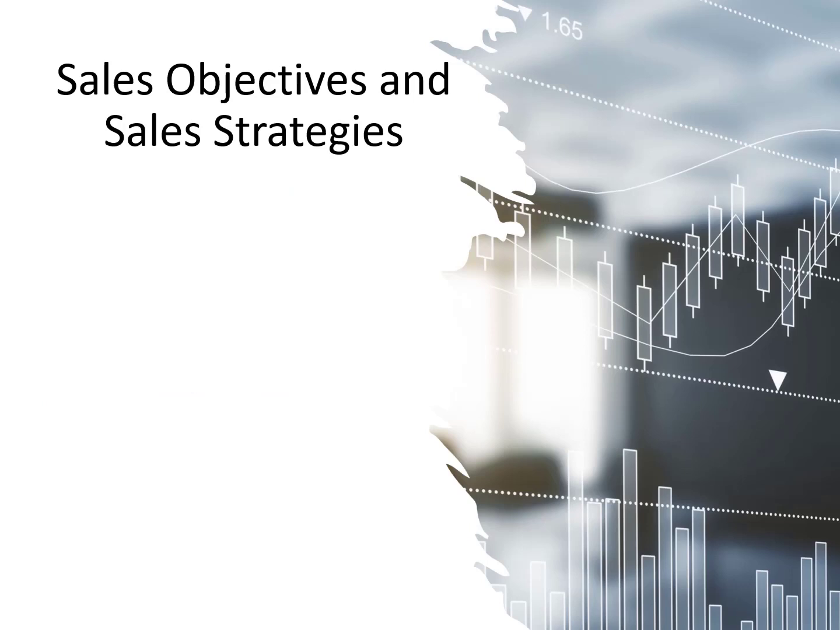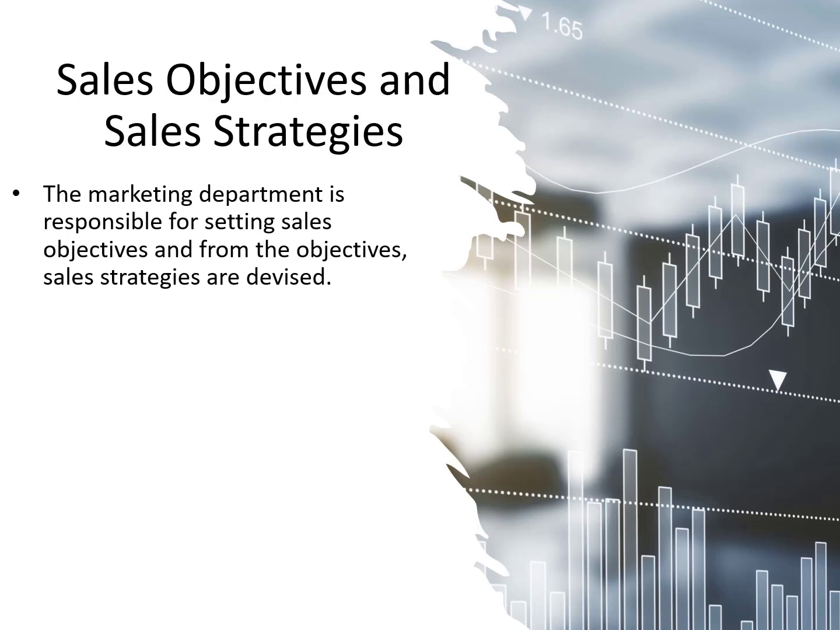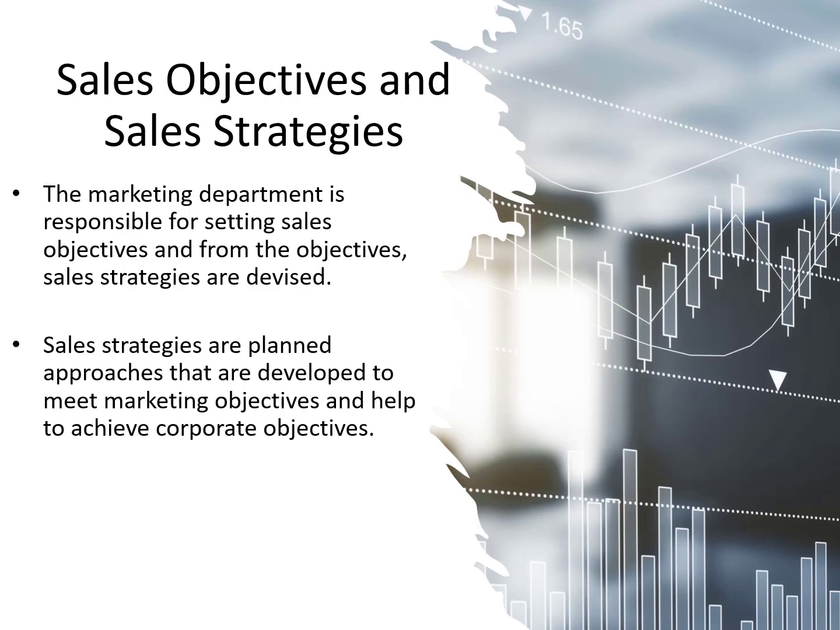Now, sales objectives and sales strategies. Well, the marketing department is responsible for setting sales objectives, and from the objectives, sales strategies are derived. So the marketing department sets the sales objectives, and from the objectives, the sales strategies are derived. So we start with the objectives. What are we trying to do? What's the marketing department trying to achieve? What are the objectives? Having a clear picture of what the objectives are, it then derives strategies to try to achieve those objectives.